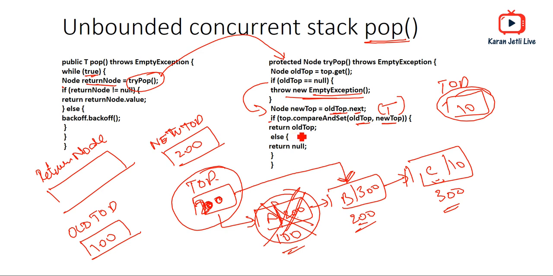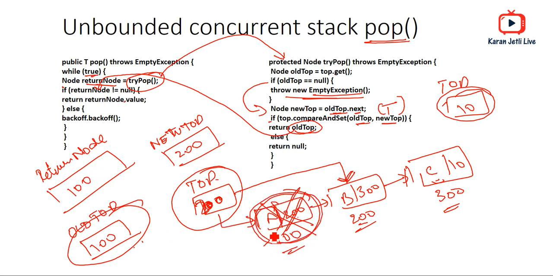So it returns old top. Now what happens is we return the old top. So what is old top? Old top is returned back. So what comes in return node? The value of old top. So what is the value of old top? 100. Then return node dot value. So what is the return node? 100. So what is the value in the return node? A. So what value will it return? It will return A. So the top is deleted. So what was at the top? A.